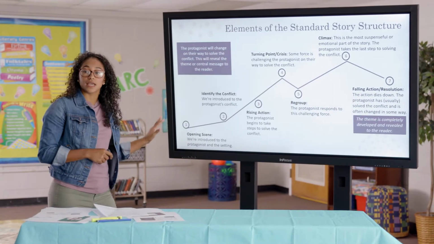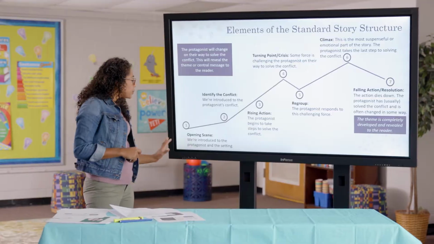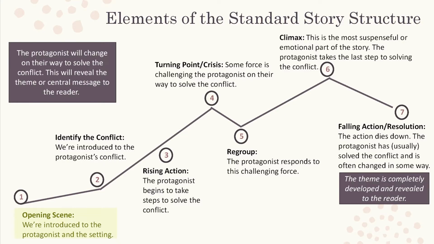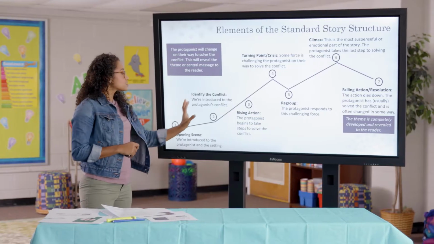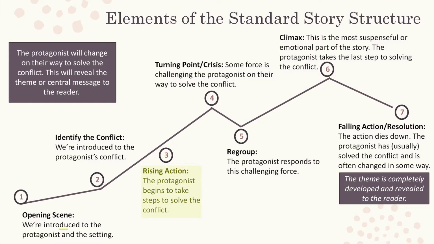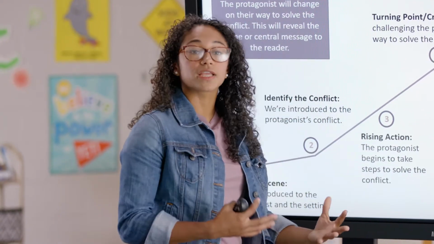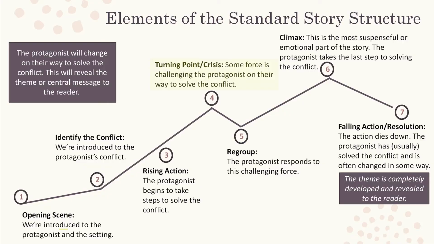And you may have seen a plot diagram that looks very similar to this. We have our opening scene where we introduce the protagonist and the setting, leads us to our conflict where it's identified. The protagonist begins to take steps to solve the conflict in our rising action. And just like in life, we don't always solve our conflict easily. There's a force challenging us on the way to solving our conflict. And this is the turning point in the crisis.